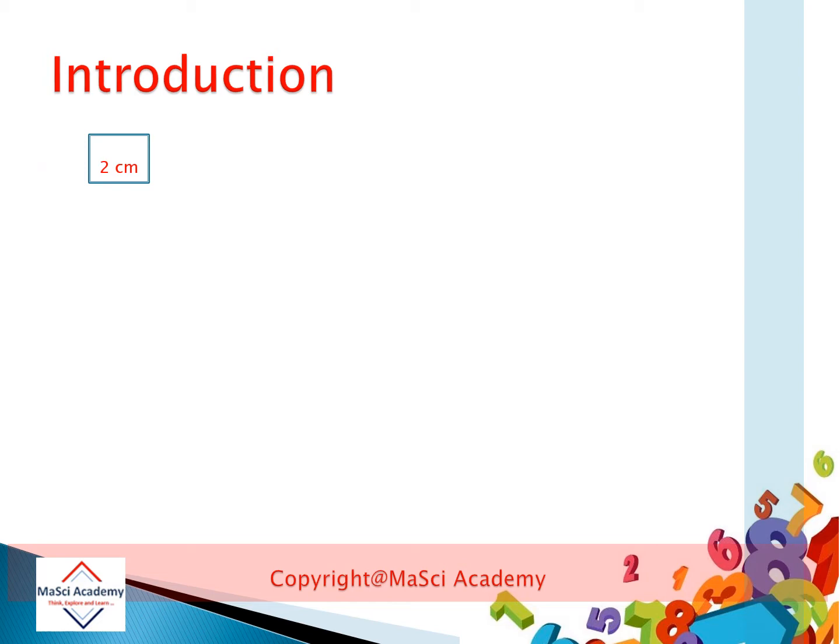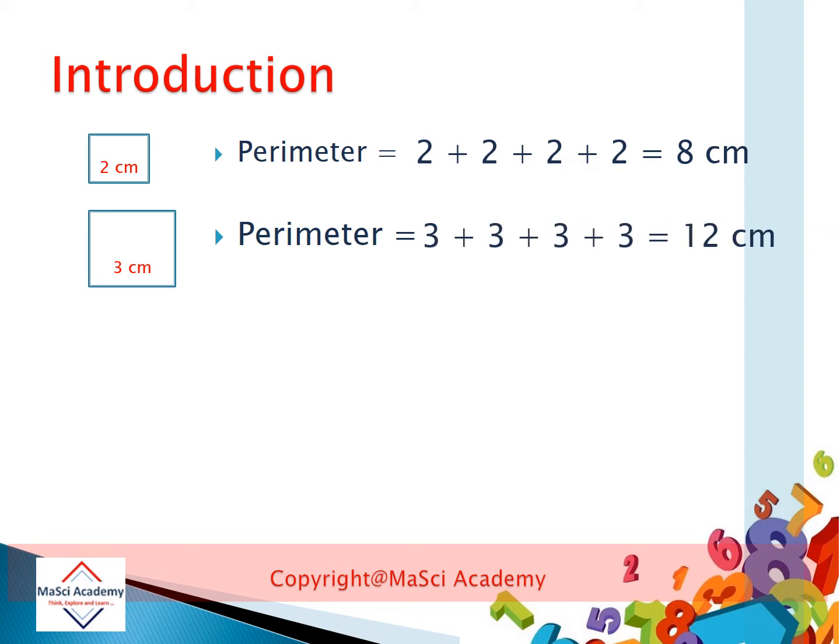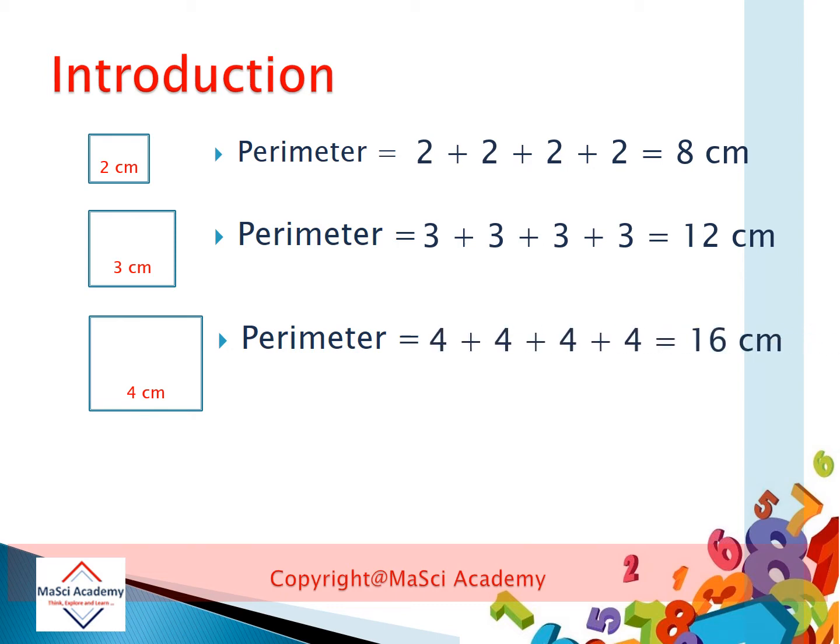Here we see a square of side 2 centimeters. What will be the perimeter of this square? 2 plus 2 plus 2 plus 2, that becomes 8 centimeters. What will be the perimeter if the side of the square is 3 centimeters? 3 plus 3 plus 3 plus 3, that is 12 centimeters. If we have a still bigger square of side 4 centimeters, what will be the perimeter? 4 plus 4 plus 4 plus 4, that is 16 centimeters.